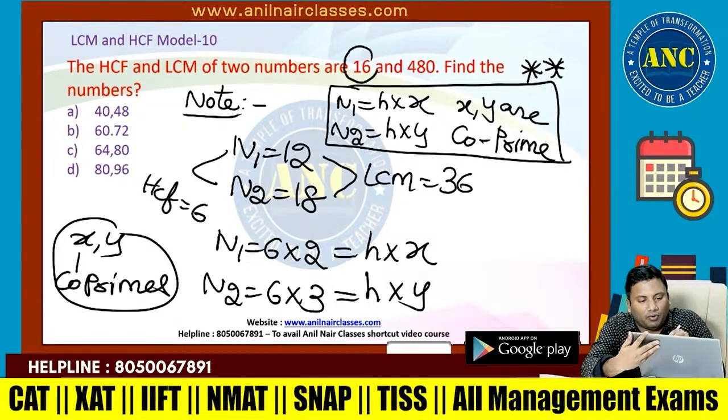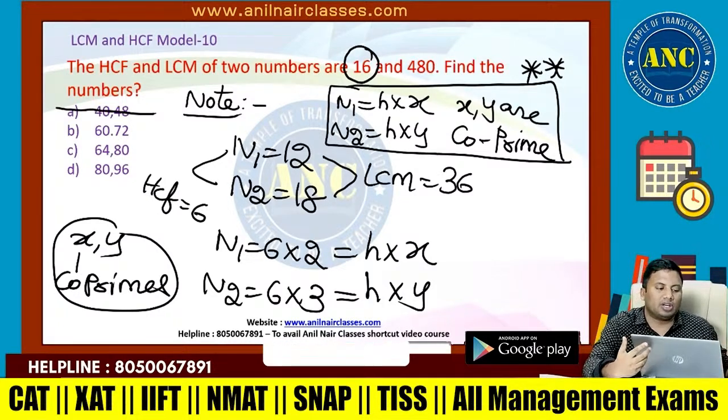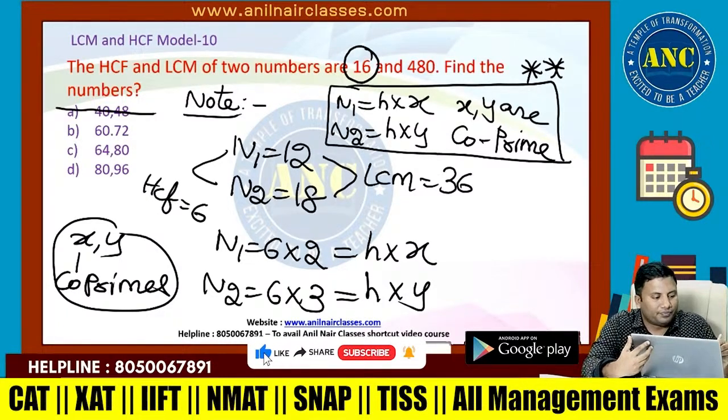HCF of two numbers is 16. What will be the number? 16 into something, 16 into something. 40 is not divisible by 16. 60 is not divisible by 16. By using this concept, options A and B are eliminated.